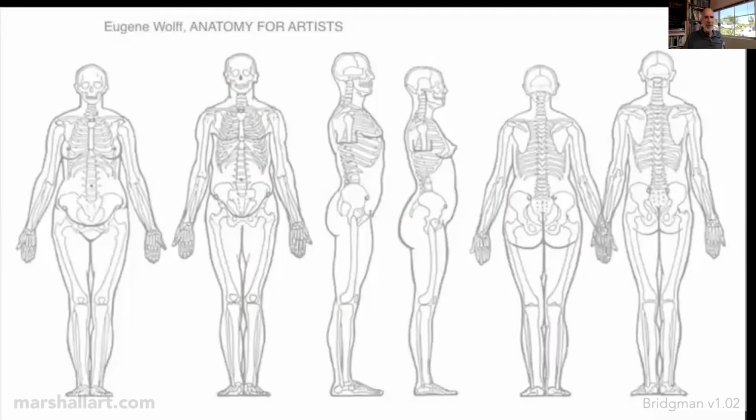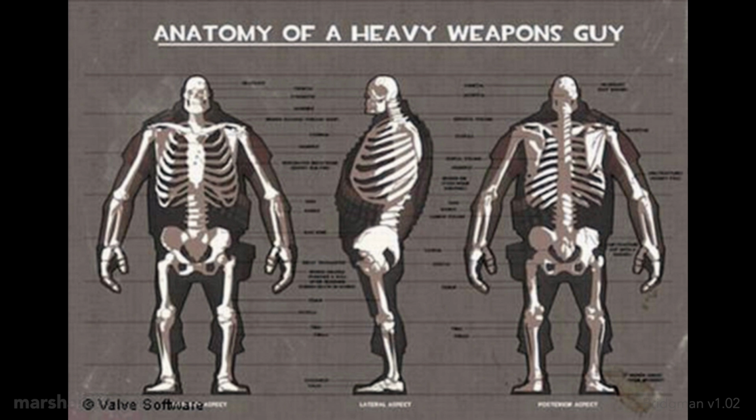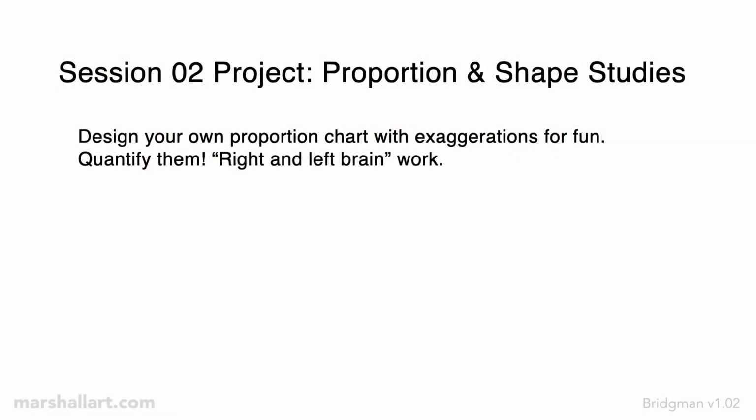But you have a project. Your project is to do something like what the Valve artists did, which is to make up your own ideal proportions. Project. Design your own proportion chart with exaggerations for fun. Quantify them. Measure landmark points. Right and left brain work. I'm going to let you write that down while I look at Q&A.